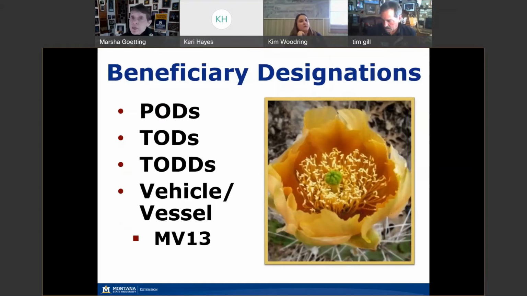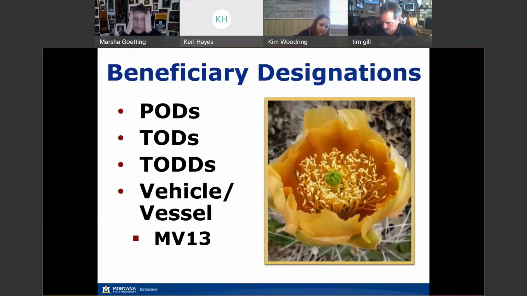You can do a TOD on your stocks, bonds, and mutual funds. That's called transfer on death registration. And we've got a TODD, a transfer on death deed, that we can use to transfer our real property. So we want to have a copy of that so that our heirs know what's going on there. And now we have the vehicle and vessel one. So what works for you?